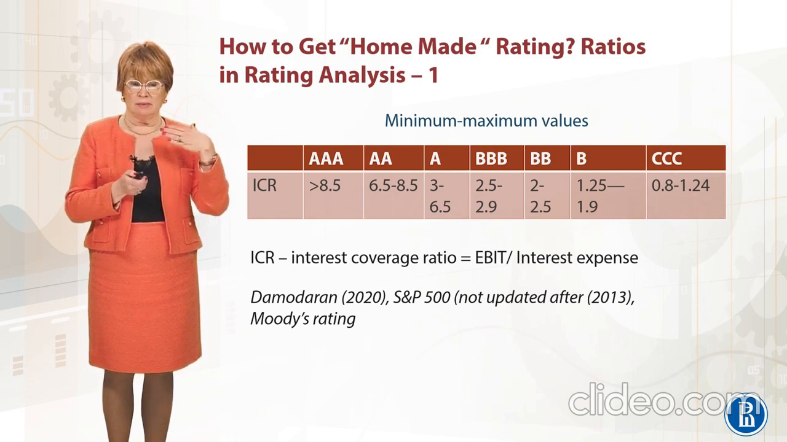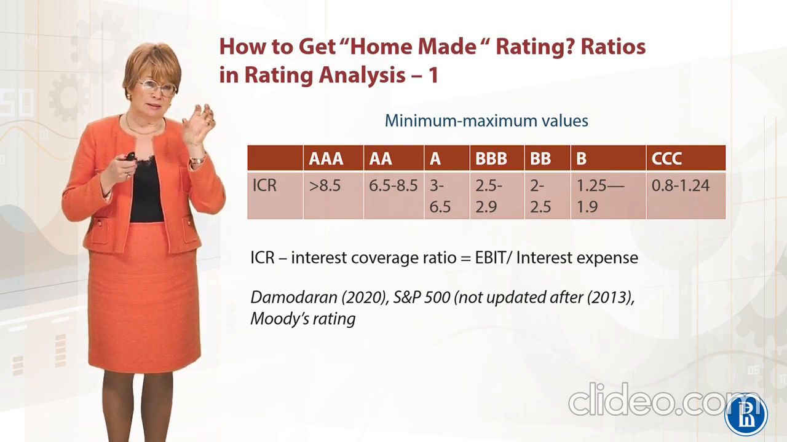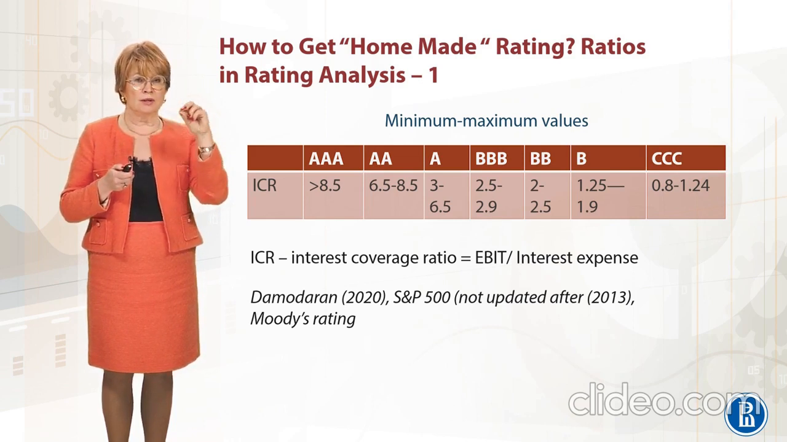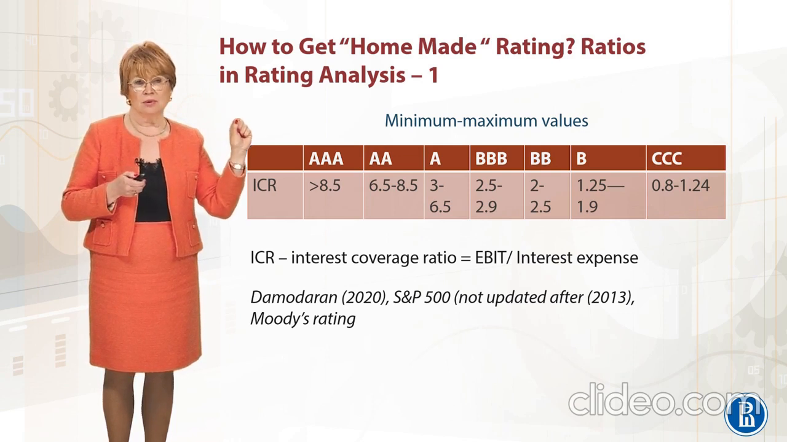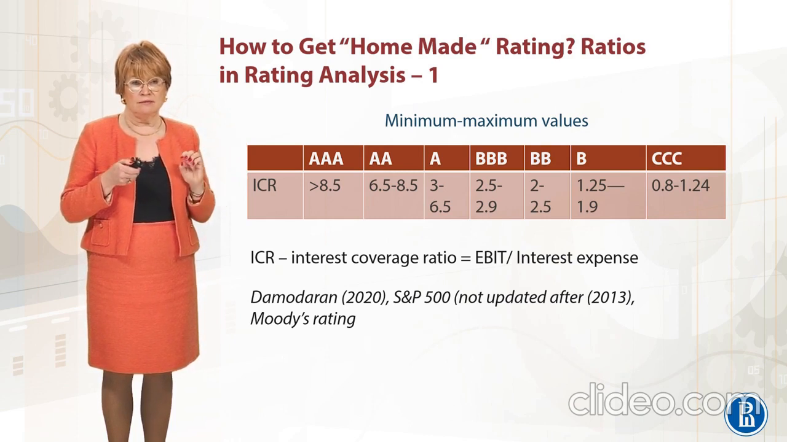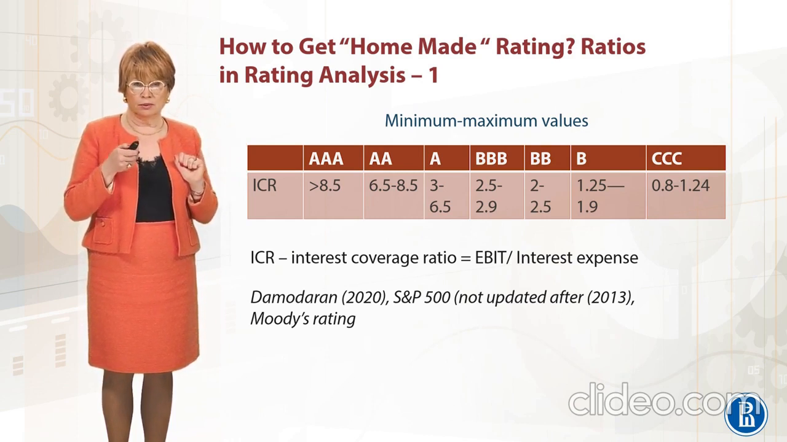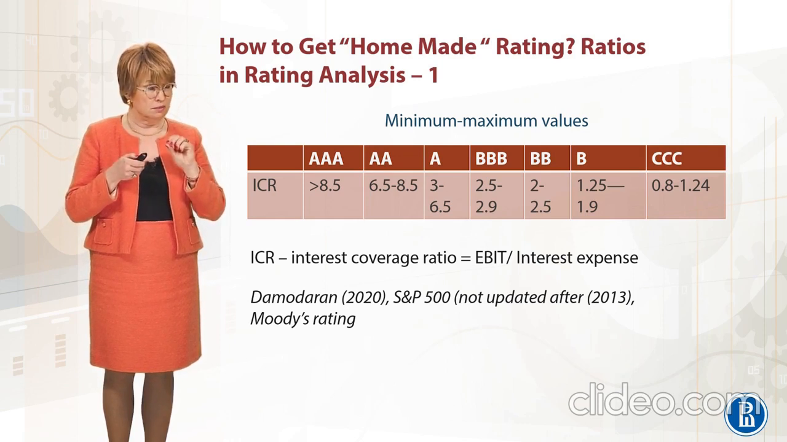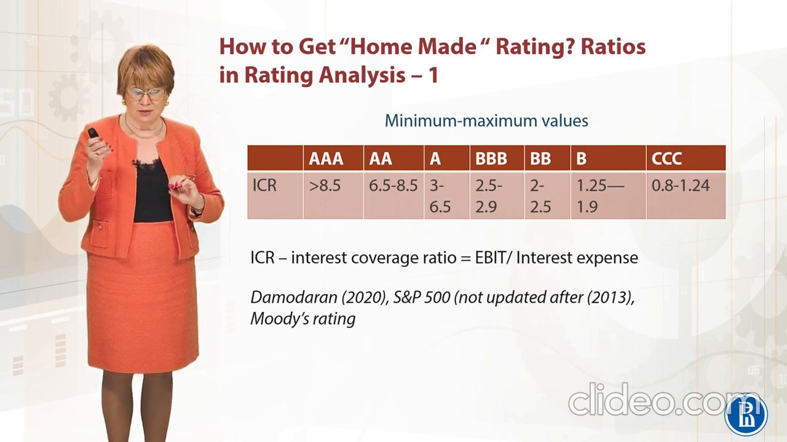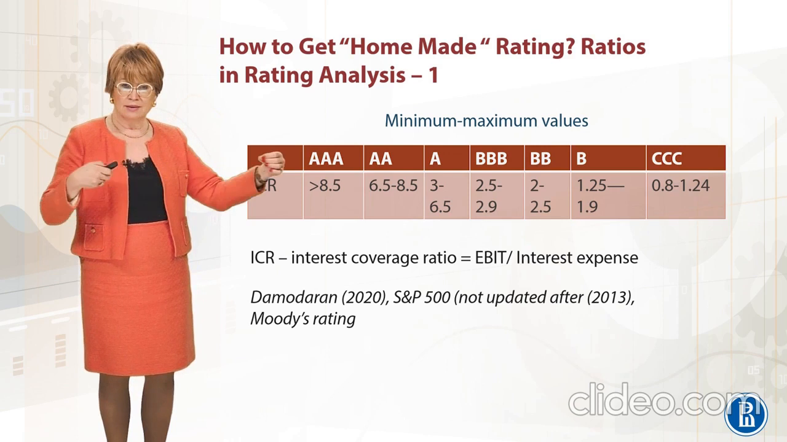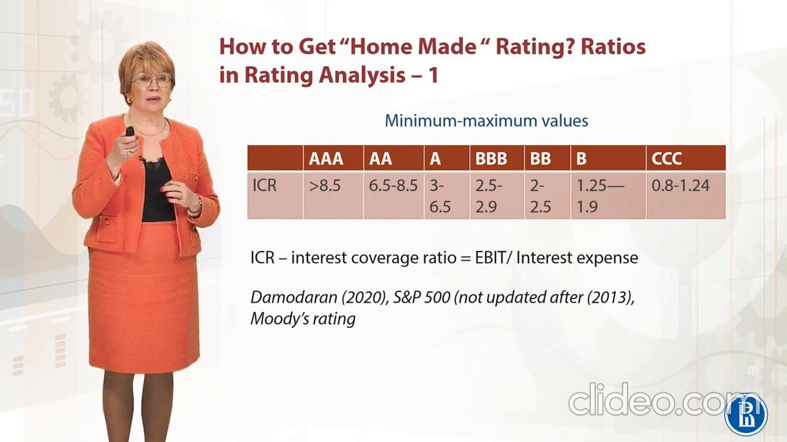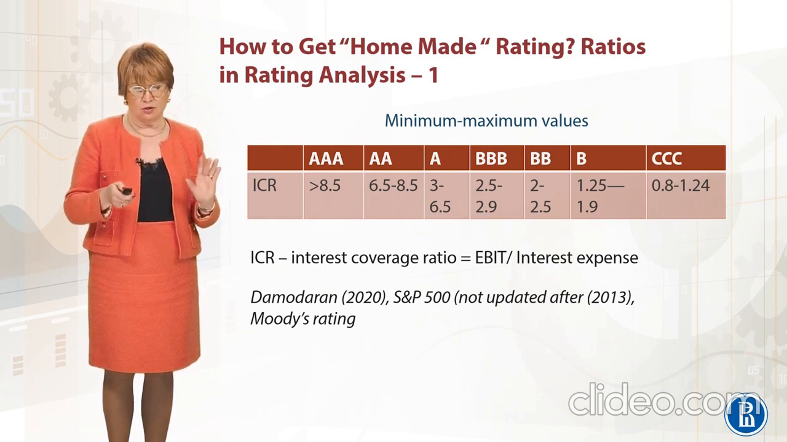If you go to the BBB, which is the last credit rating group for the so-called investment grade bonds, the minimum value for the same coefficient, interest coverage ratio, is 2.5 and the maximum value is 2.9. And you see, if you go then to CCC, which is almost the end of the rating table, you see how low the interest coverage is. Remember again and again, these are historical observations.